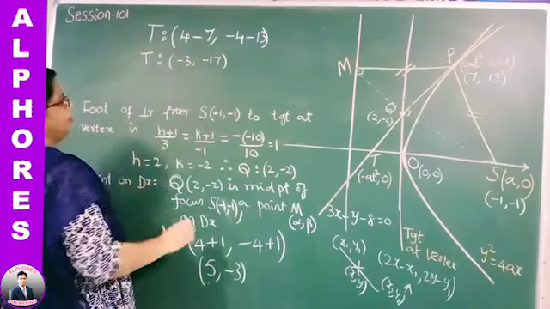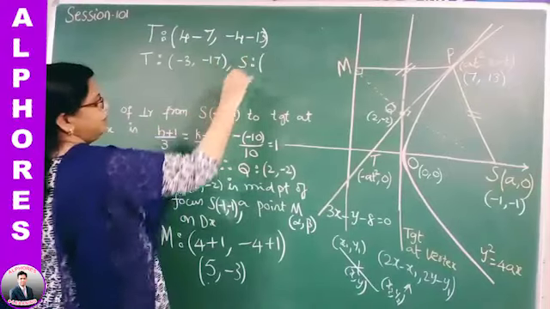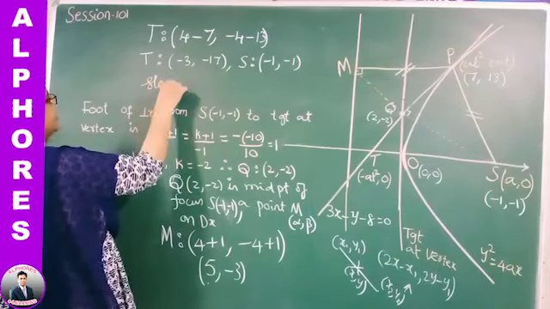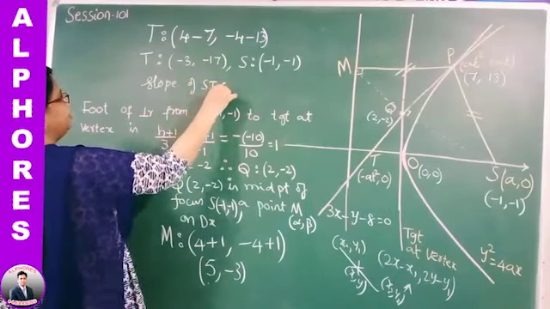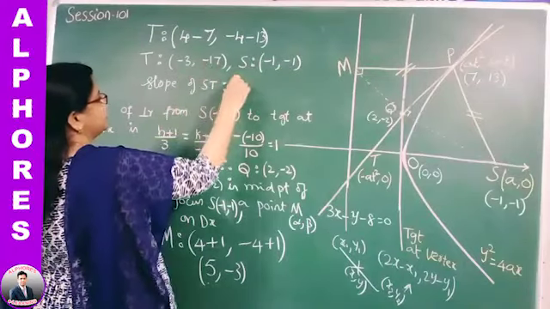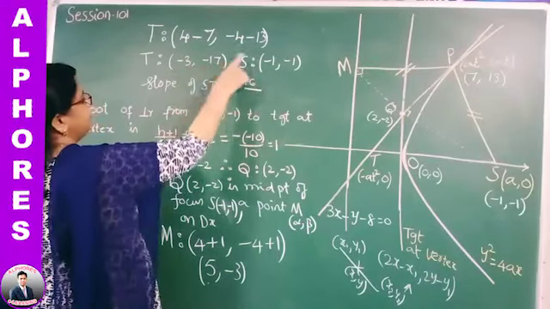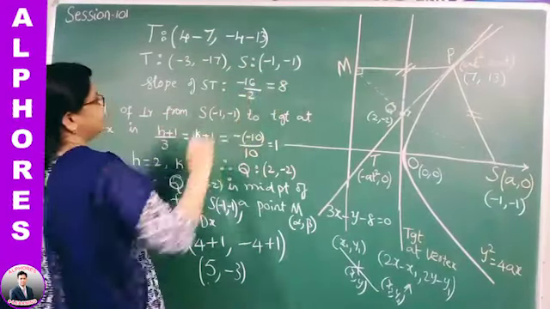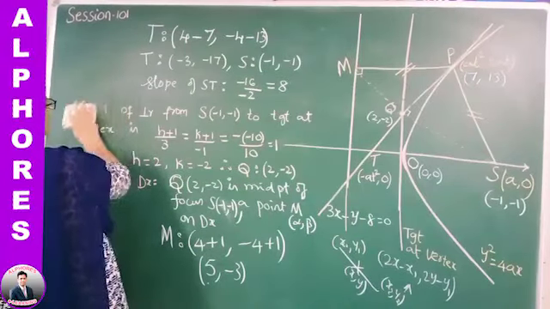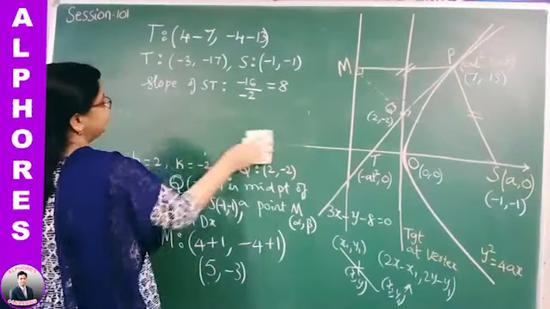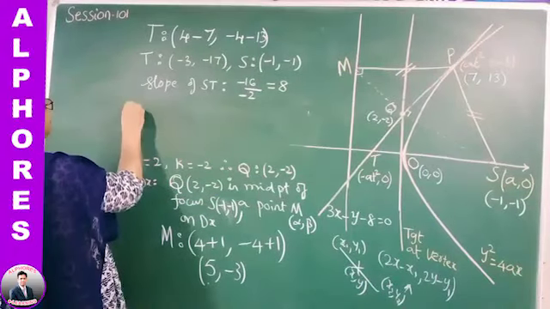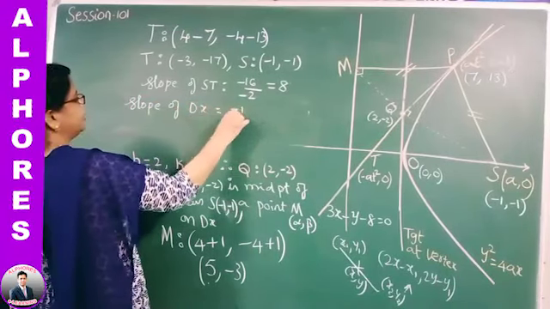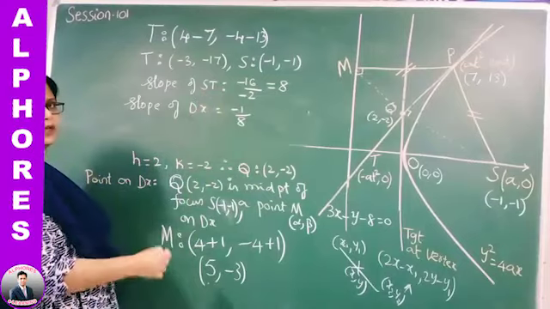This is t. And what about the S value here? S value is (-1, -1). Therefore what about the slope of ST, right? Slope of ST is equal to (-17 + 1), that is -16, divided by (-3 + 1), that is -2. Therefore this is equal to 8. And hence, what is the slope of the directrix here? The slope of the directrix is nothing but -1 divided by 8.